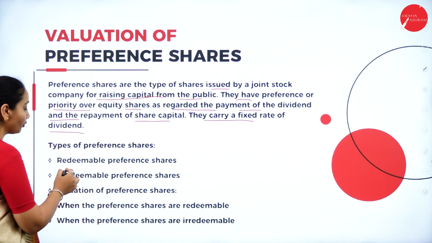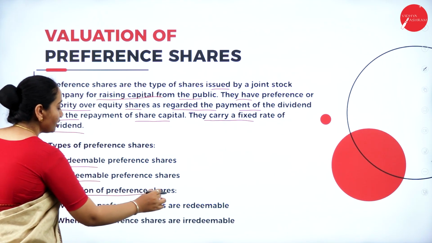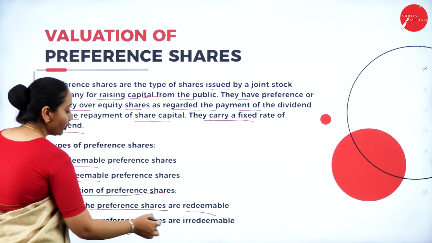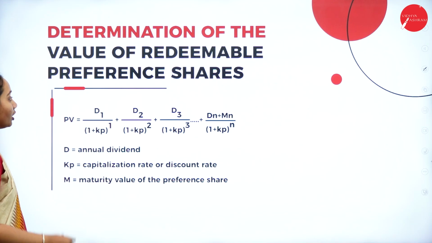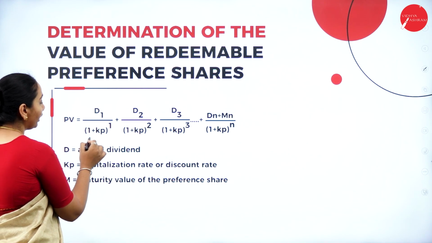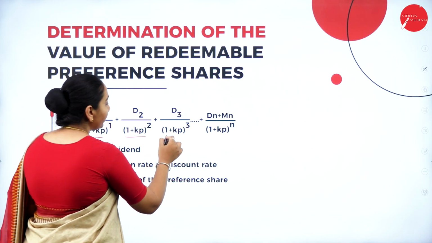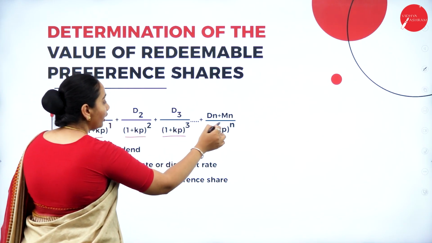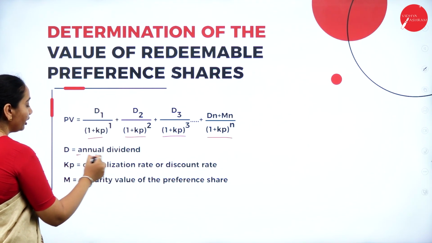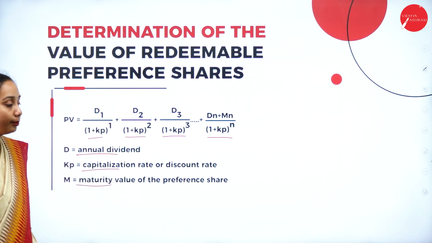The types of preference shares we have are redeemable preference shares and irredeemable preference shares. So under valuation of preference shares we have two cases: when the preference shares are redeemable in nature, and when they are irredeemable in nature. When redeemable, the formula will be D1 divided by (1 plus Kp) to the power of 1, D2 divided by (1 plus Kp) to the power of 2, D3 divided by (1 plus Kp) to the power of 3, and so on to Dn plus Mn divided by (1 plus Kp) to the power of n. Here D is the annual dividend, Kp is the capitalization rate, and M is the maturity value of the preference shares.